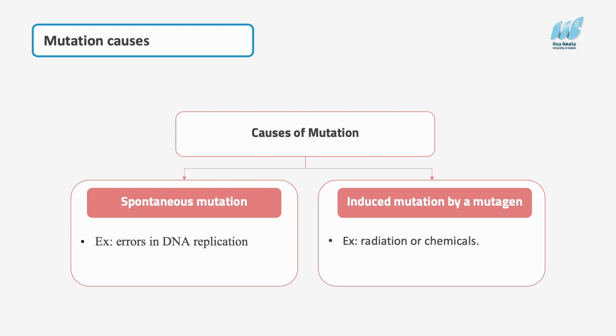The first type is spontaneous mutation. For example, it arises through errors in DNA replication during the cell cycle. These are internal events. The second one is induced mutation by a mutagen. For example, external agents that induce mutation, such as radiation or chemicals.